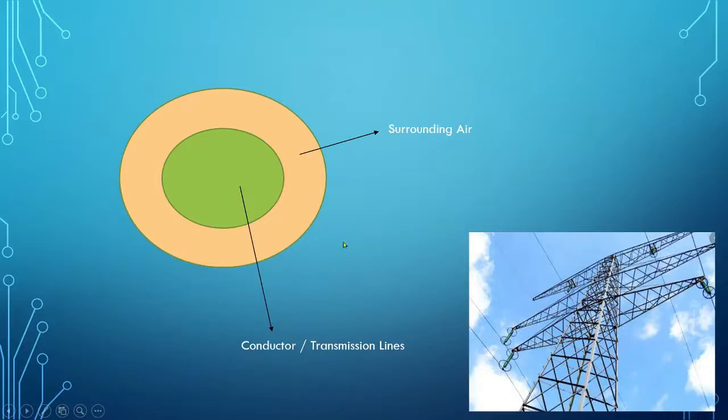Before that, I just want to give a brief introduction to what we discussed earlier. You see the green circle is a conductor, and around it we have the surrounding air. Whenever current flows through this transmission line, this conductor, a charge accumulates at the surface of the conductor, which is in contact with the surrounding air. This forms sparks around the conductor. These sparks look like a light ring around the conductor, and that is known as the corona effect.